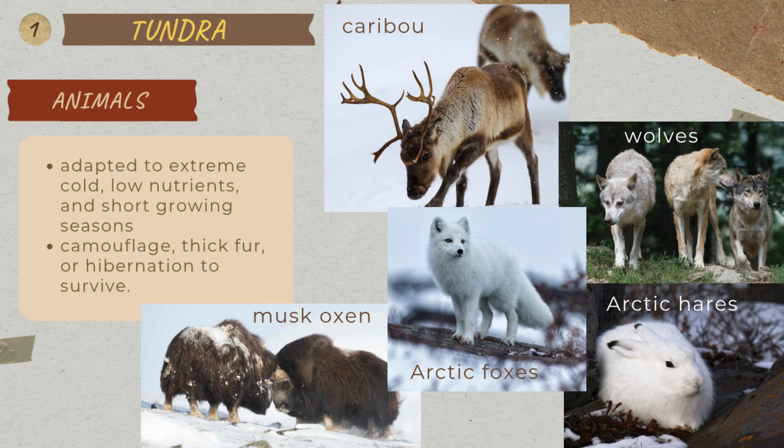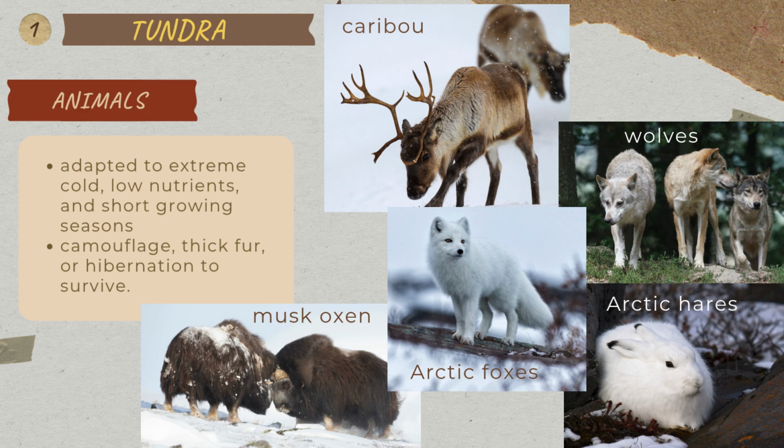Another thing that can be found among the animals occupying the tundra biome is that their ears tend to be quite small and their legs are quite short, and that is an adaptive feature to reduce heat loss.